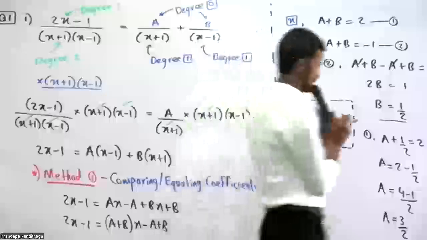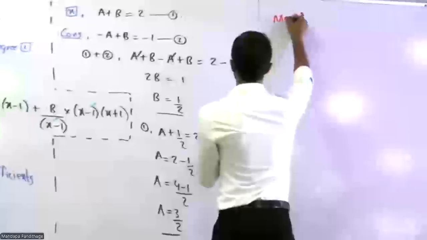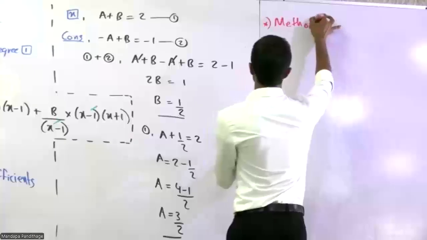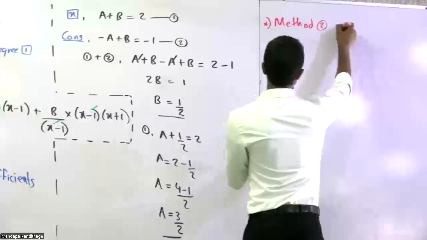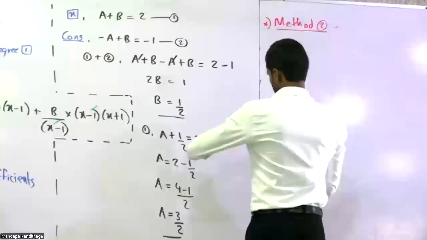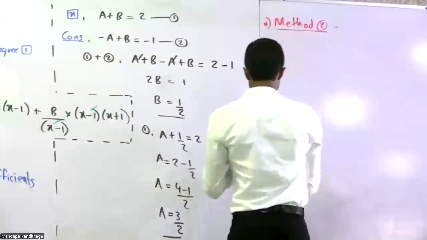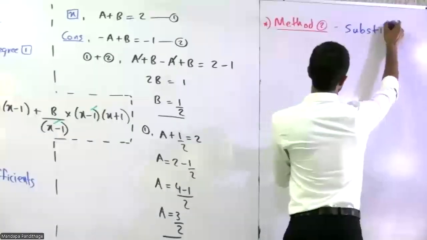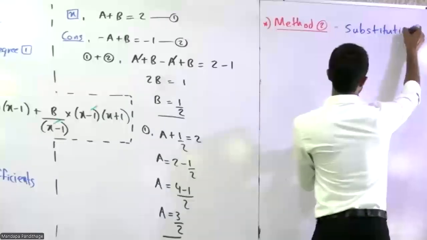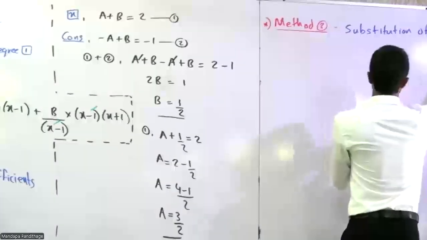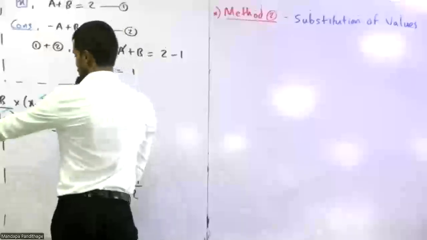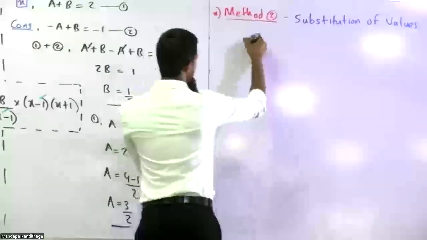Okay, so what is the other method? Method number 2 is substituting values. The other method, let's take it as method 2. We call it substitution of values. If you can remember, look at this. We have to come up to this step. Either way that you do, you have to come up to this step.